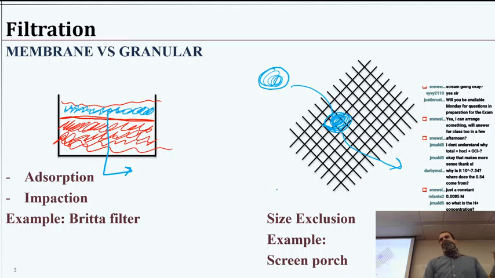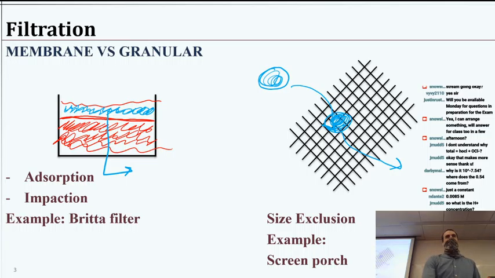An example is a screen porch keeping mosquitoes out. They're physically excluding them by size, right? That's, you know, a tennis ball doesn't go through a tennis net. Just simple size exclusion.